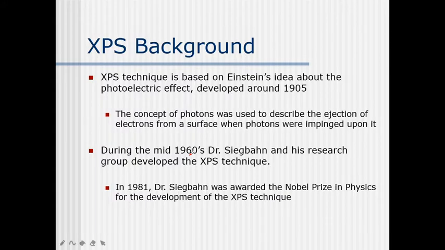What is the background for this X-ray photoelectron spectroscopy? Now we have already seen that photoelectron spectroscopy is based on Einstein's idea of the photoelectric effect, which was developed around 1905. The concept of photons was used to describe the ejection of electrons from a surface when photons were impinged upon it. That means whenever we give some X-ray radiation on the surface, we are putting some photons on the surface. Either we give UV photons or we give X-ray photons. What happens is this gives an ejection of the electrons.